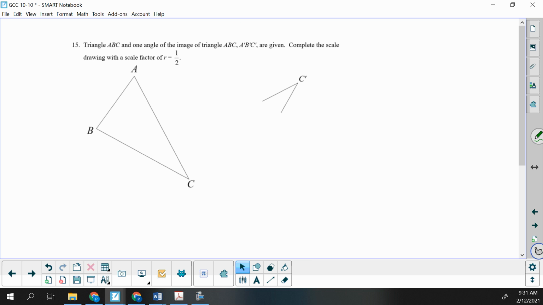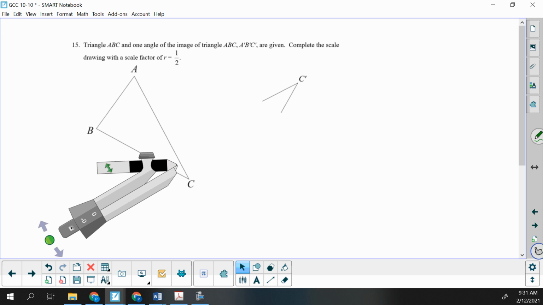So we've got triangle ABC, and one angle is already copied for us. We've got C prime there, and we want a scale factor that is half the size. So what we need to do is find the midpoints of both CA and CB, so that we'll then be able to measure half of the length of each of them.